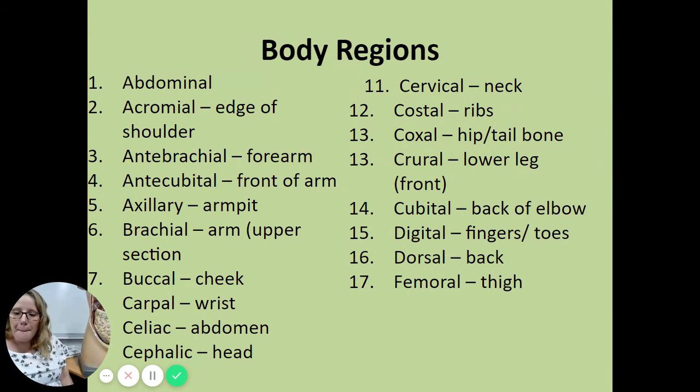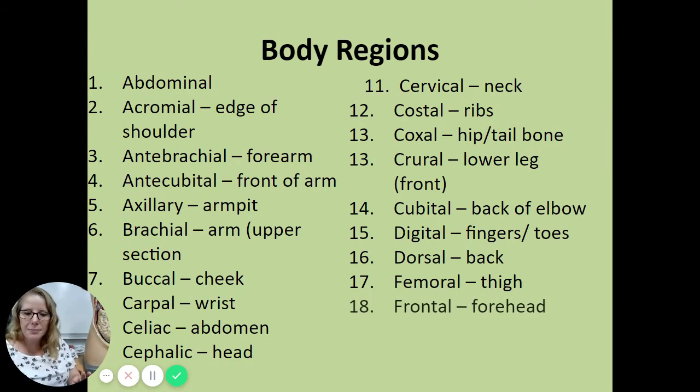Femoral refers to your upper leg bone, the thigh. So femoral is your thigh. Frontal refers to your forehead. So if you say something stupid, you're hitting yourself in the frontal bone. Frontal.